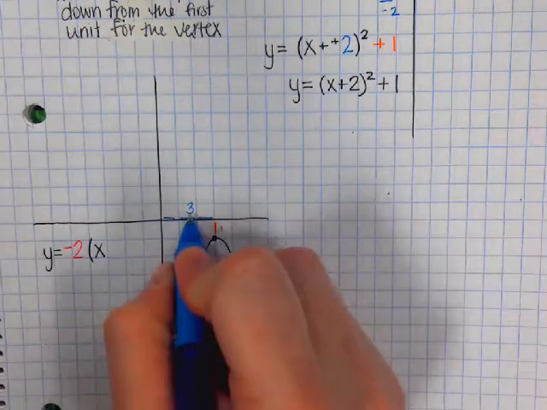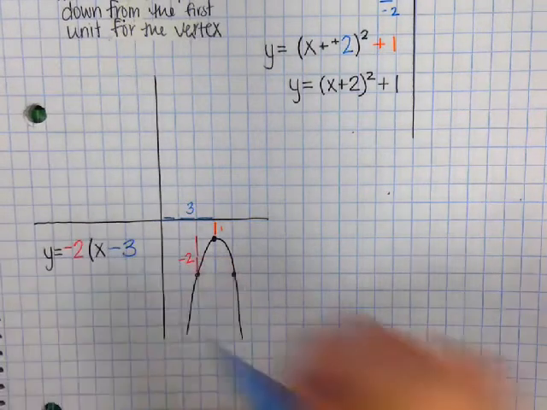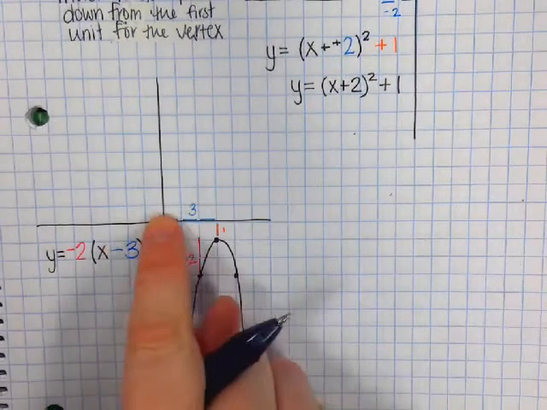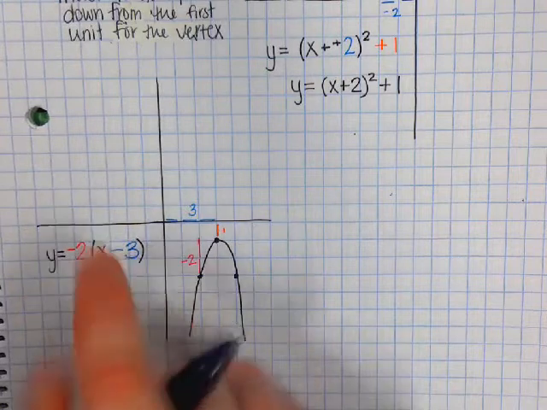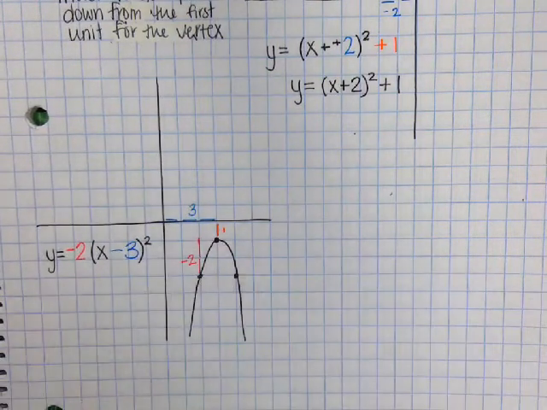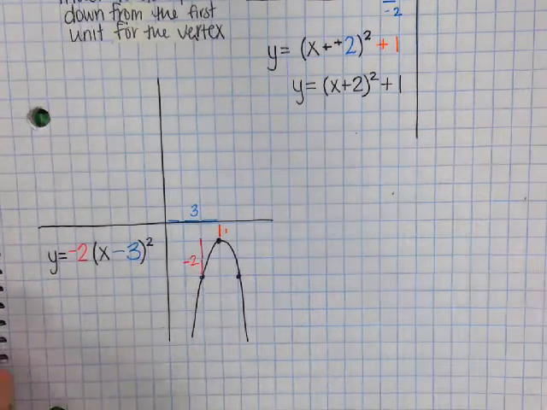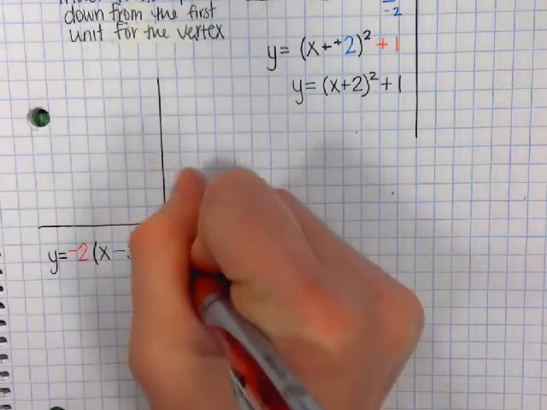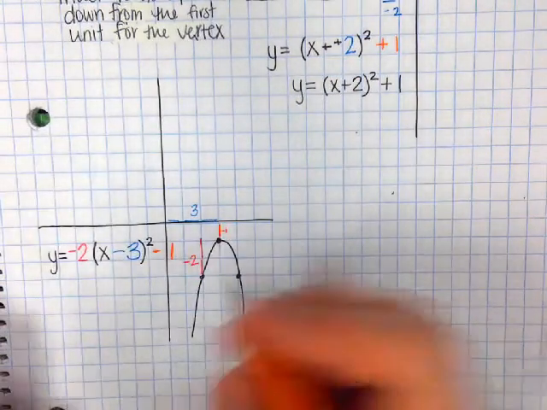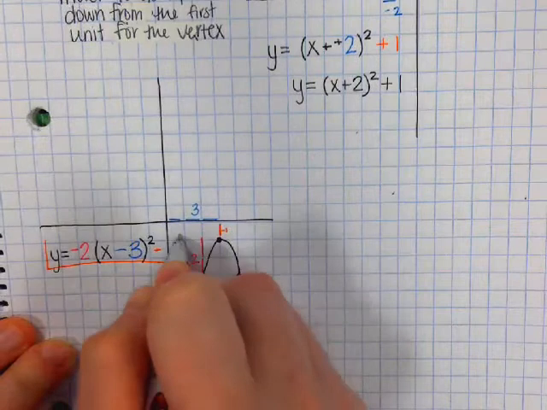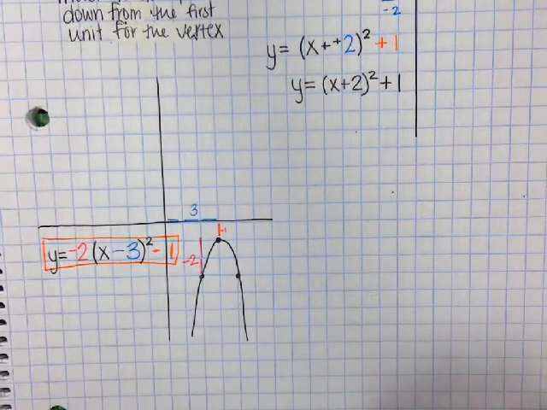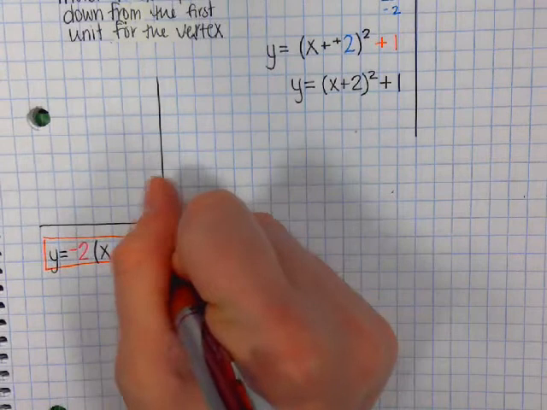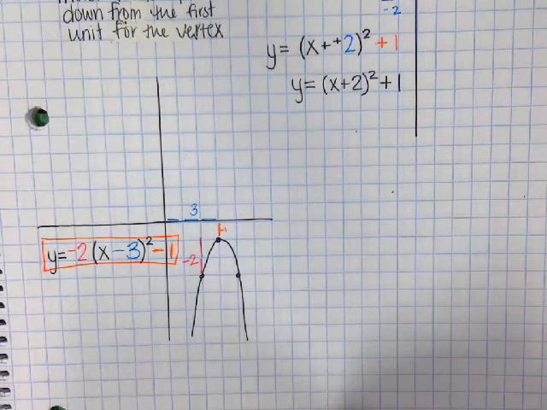x -3, because it went right. Remember, if this is positive, then this needs to be negative. Squared. And then it moved down 1. I should have put a negative right there. So down 1. So that is my equation. It's -2 parentheses x -3 squared minus 1.